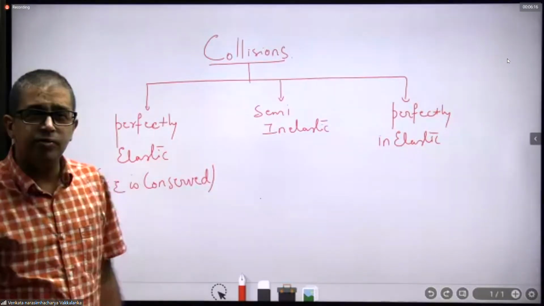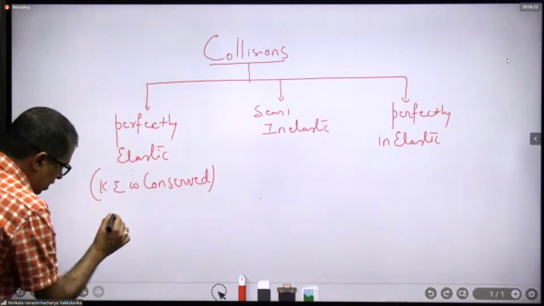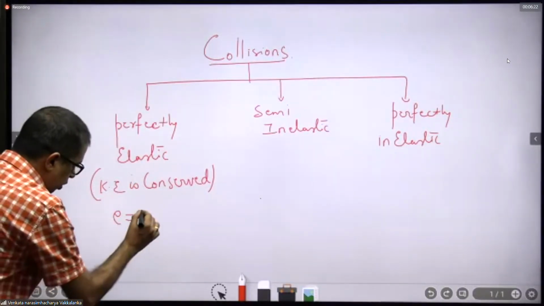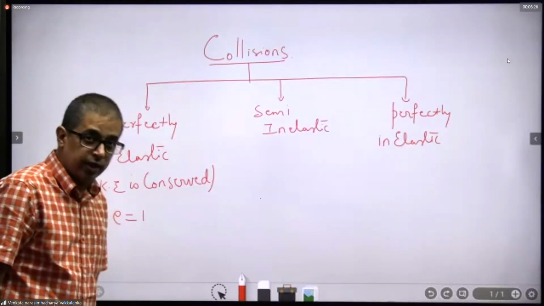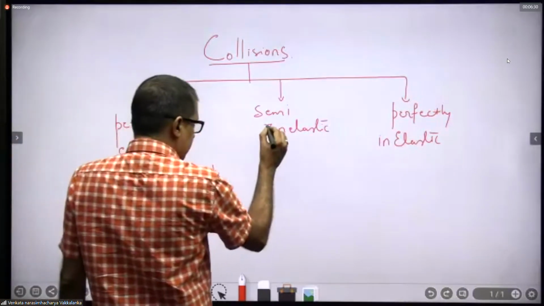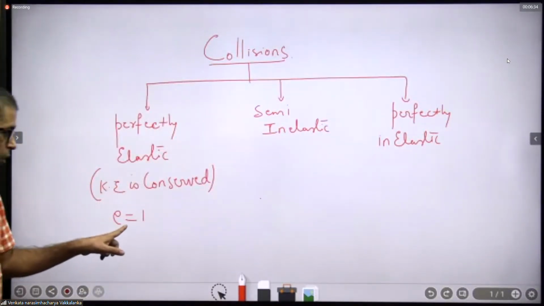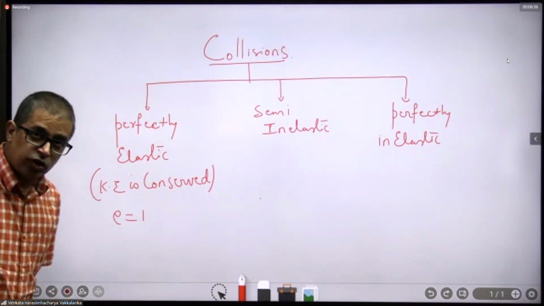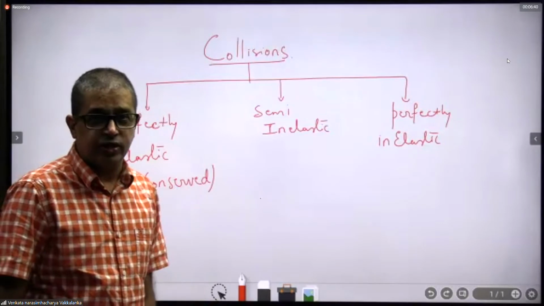What is conserved? Kinetic energy. We will define a quantity called small e, the coefficient of restitution. Yes sir, this came in a test from the HSC textbook, sir. Small e, we will define right now. The coefficient of restitution will be 1 for a perfectly elastic collision.